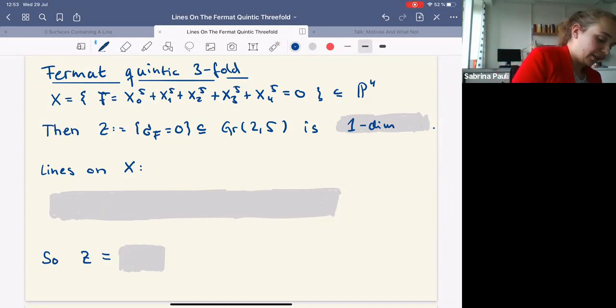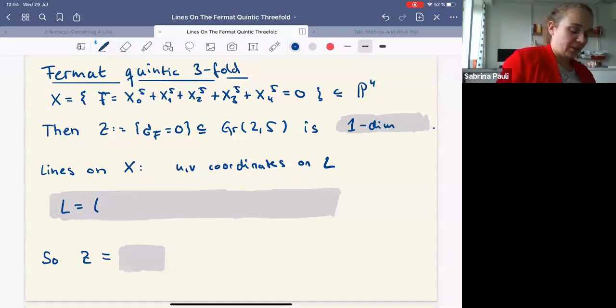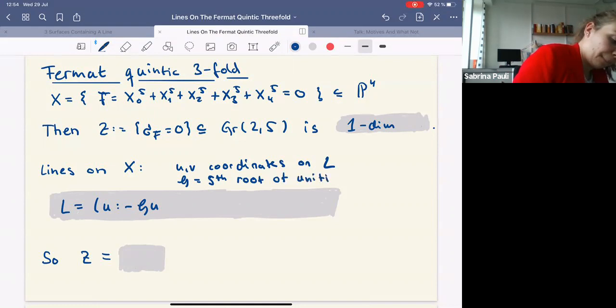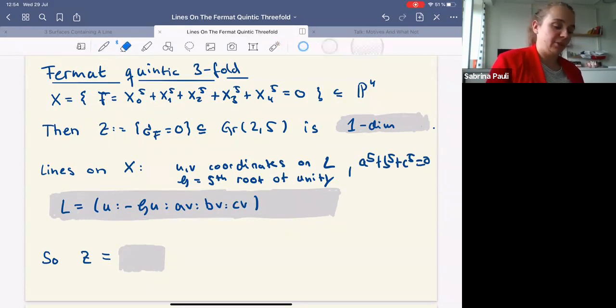Here is how the lines on X actually look. So if I take u and v to be the coordinates on the line, so L is a 2-plane, so there are 2 coordinates, then all the lines on our Fermat look like this. We have u, minus zeta u, where zeta is a fifth root of unity, and then av, bv, cv. Now we can plug this into this equation here. So u to the 5 plus (minus zeta u) to the 5 is 0. And then we want (av) to the 5 plus (bv) to the 5 plus (cv) to the 5 to be 0 too. So we have the restriction that a to the 5 plus b to the 5 plus c to the 5 is 0. But for any choice of a, b, and c such that a to the 5 plus b to the 5 plus c to the 5 is 0, we get a line on our Fermat quintic threefold.